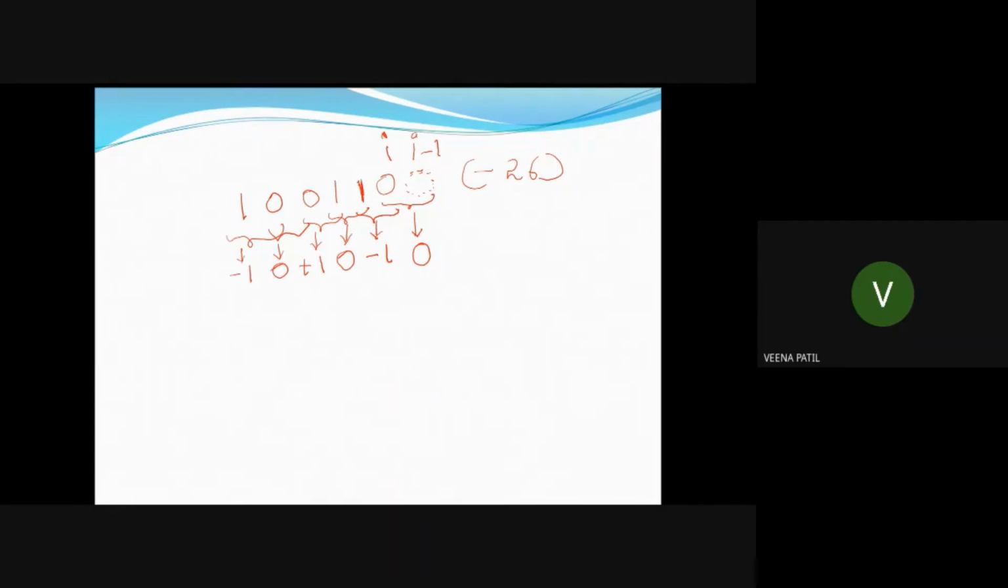Did I make a mistake somewhere? These two bits 0, these two bits 1, bits 0 0, 1, plus, 0 0 0. Yes, correct.